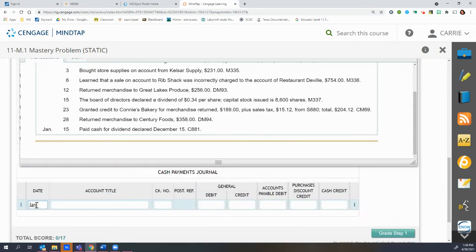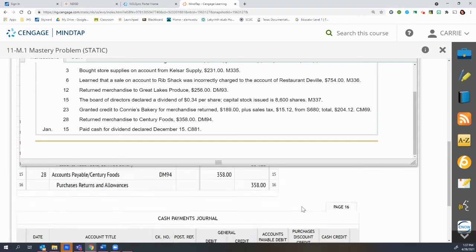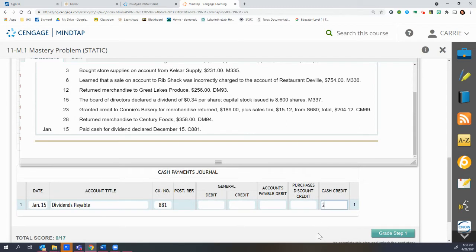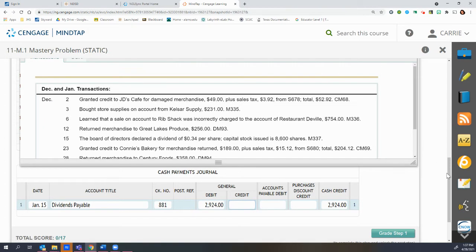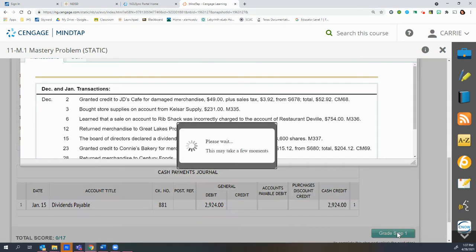So we need to do January 15 on the cash payments journal. We are taking it out of our dividends payable and we're paying cash now. So this goes to dividends payable. And remember, they don't want us to put the C for the check. I always do. We're crediting cash for that amount, $29.24. We are debiting dividends payable, $29.24. And that's that. And then grade step 1.